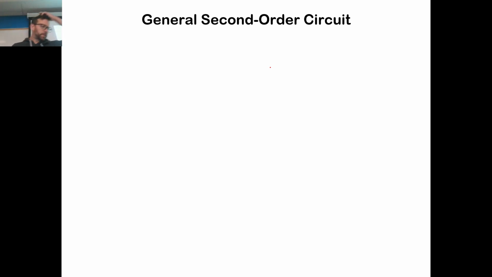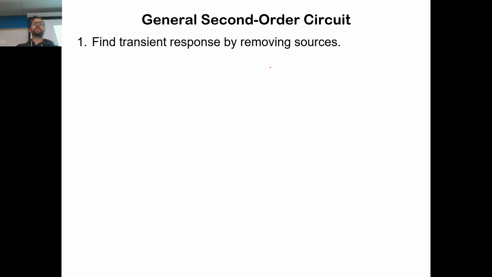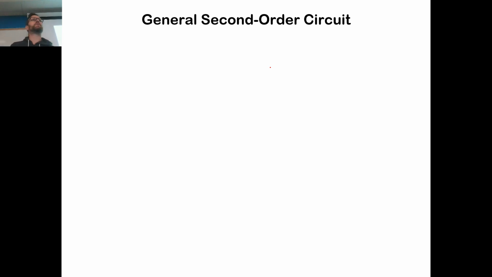All right, so let's talk about the general second order circuit. The general second order circuit is when you have a system that is neither solely series RLC nor solely parallel RLC. It's just any configuration. And at this point, you have to derive the differential equation that describes it.